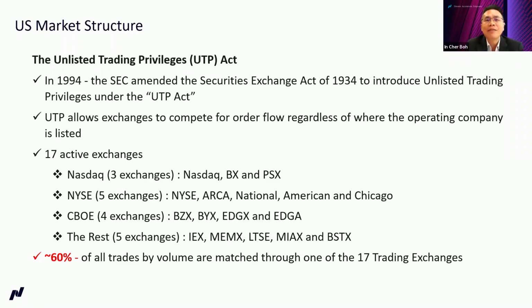Of the 17 active exchanges, Nasdaq owns and operates 3 of them, including Nasdaq, BX, and PSX. NYSE has 5 venues, and CBOE has 4 of these venues. The remaining 4 other exchanges that trade less than 5% of volume include IEX, MEMX, LTSE, MIAX, and the newest one is BSTX.